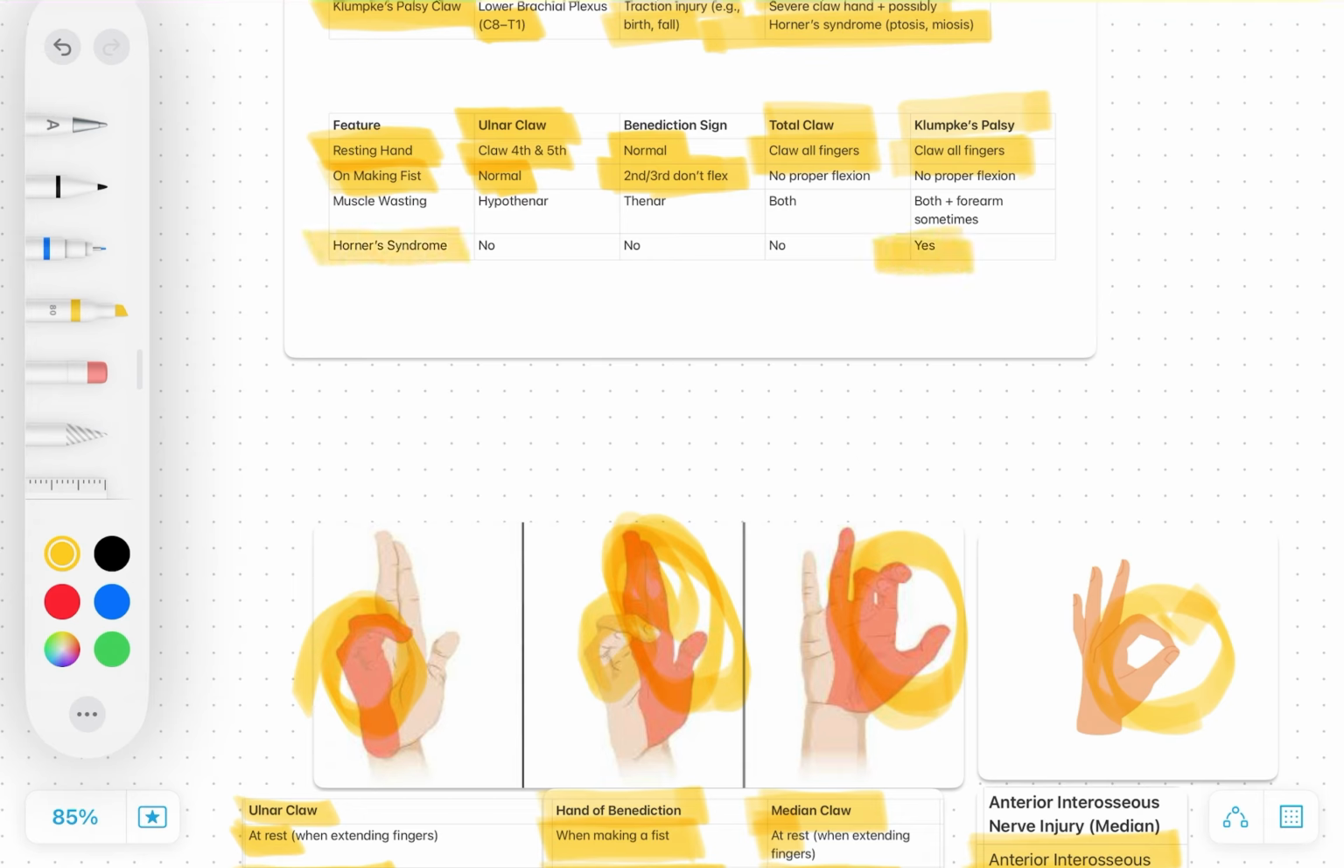Coming to muscle wasting, hypothenar muscle wasting is seen in ulnar claw, and thenar muscle wasting is seen in hand of benediction. Both hypothenar and thenar muscle wasting are seen in total claw, since both ulnar and median nerves are affected.